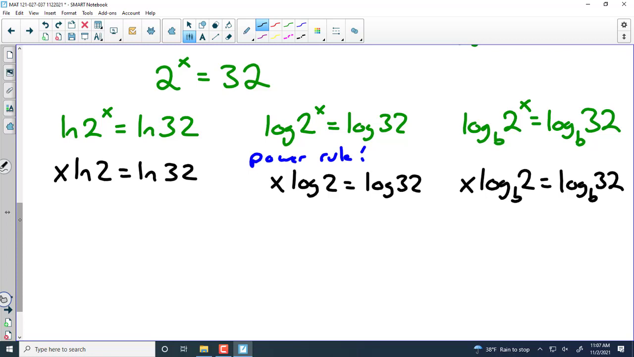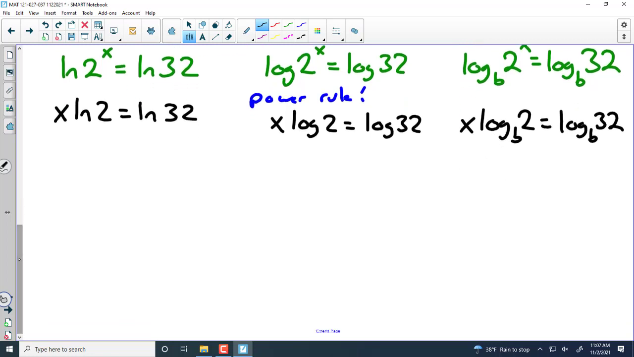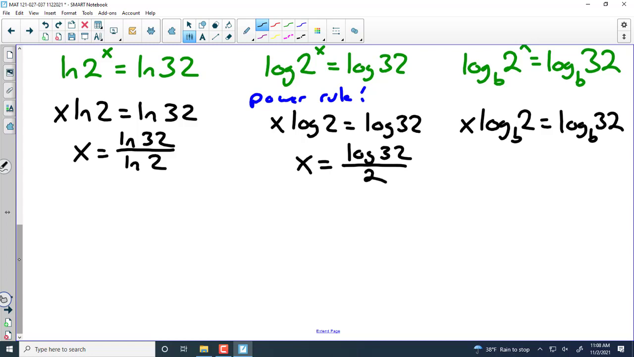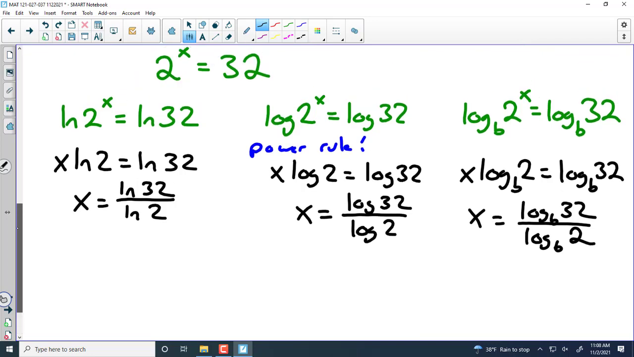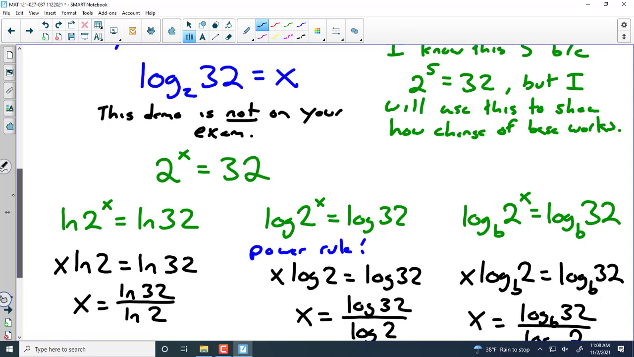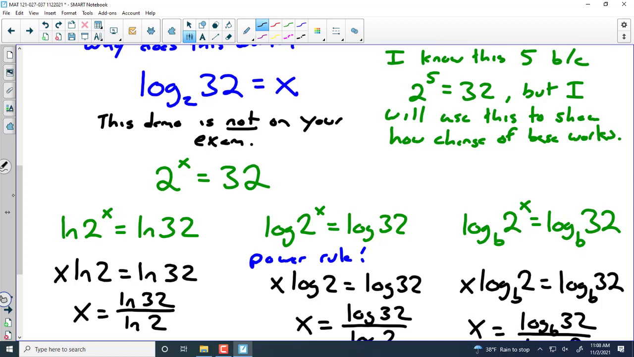Then, to get x by itself, I would divide everything by the logarithm that's with x. So in other words, I would get x equals ln of 32 over ln of 2, x equals log of 32 over log of 2, or x equals log base b of 32 over log base b of 2. If you go back to the beginning of the problem, x was equal to log base 2 of 32.